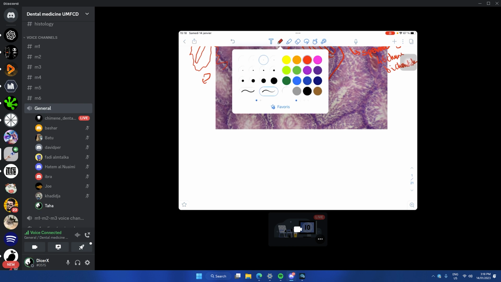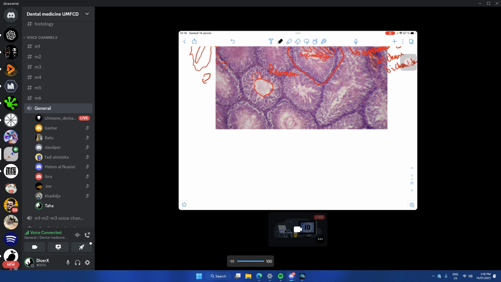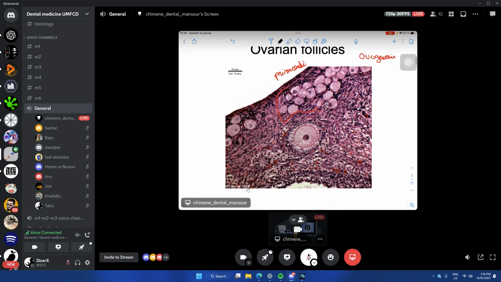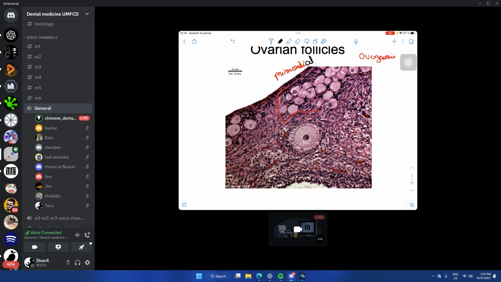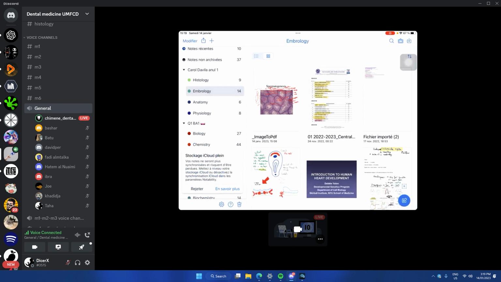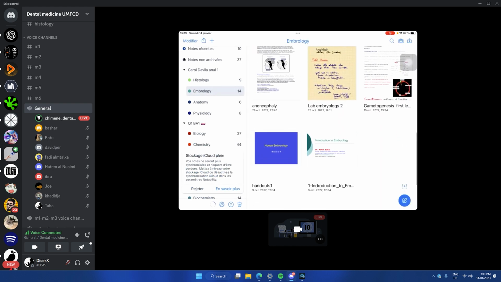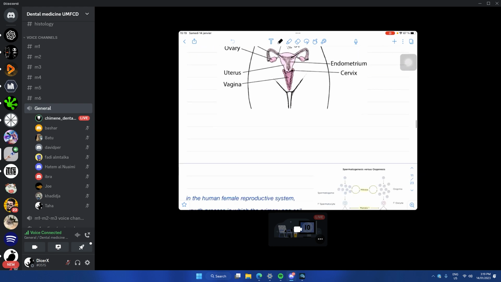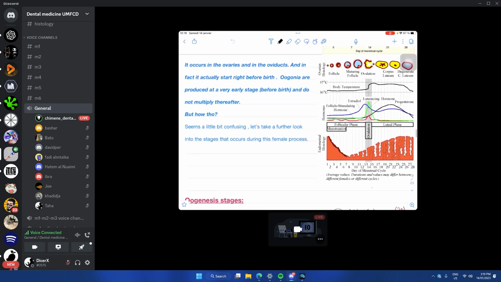Primordial follicles. Okay. Here you have a secondary follicle. If you want to know the difference between the primordial, secondary, tertiary, and quaternary follicles, I've also uploaded another picture in the first PDF that I've done for you guys. Let me check. Maybe this one, but I don't know if I have a better picture than this. Yeah, this one is perfect for you.